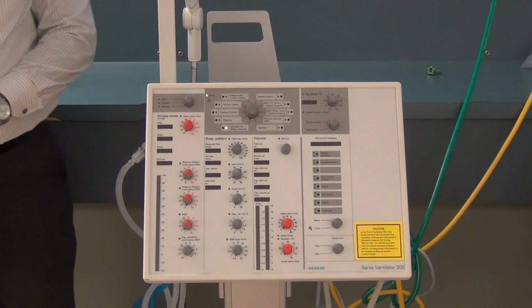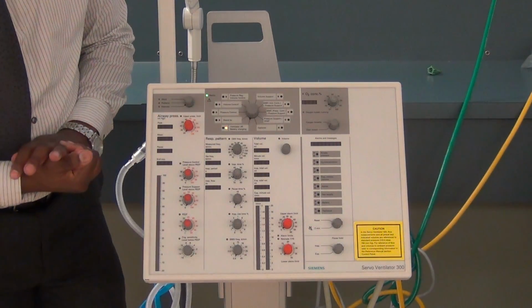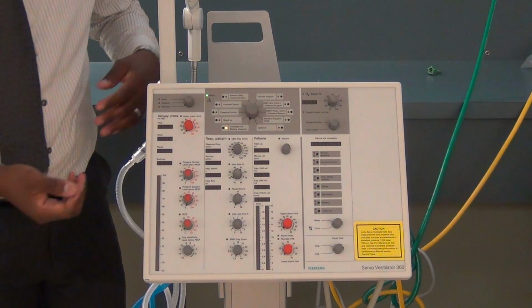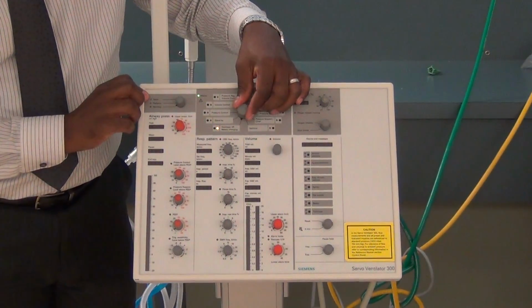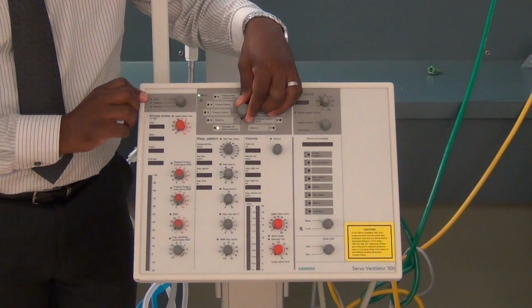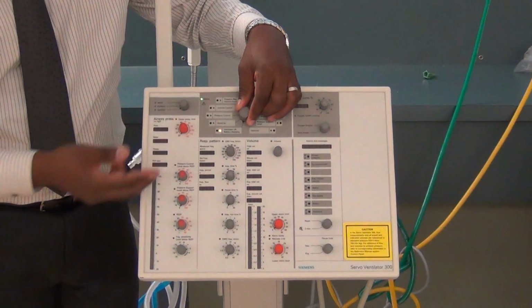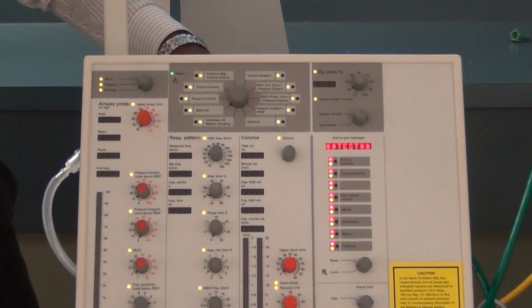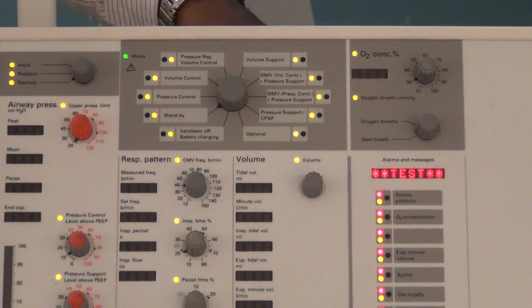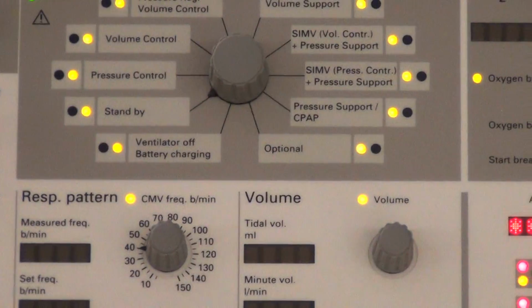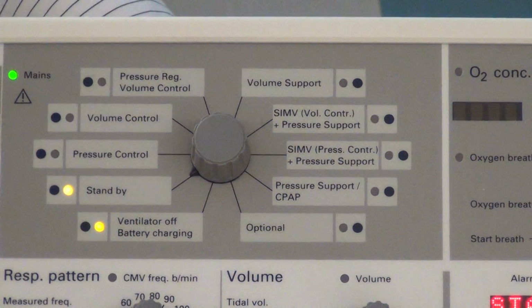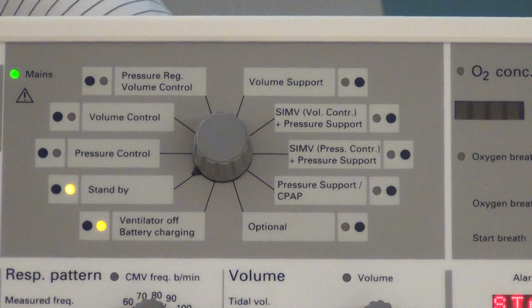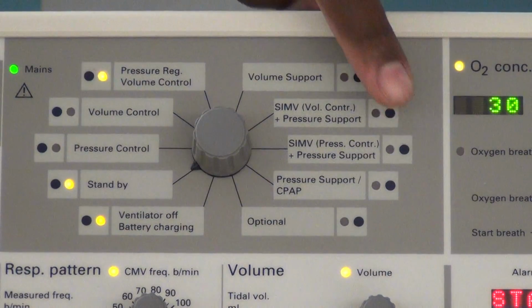Now for this one, ready? All right. In order to power this ventilator on, you can do it a couple ways. This is your on-off switch right here. Be careful when you use this, because right now it lights up. It's going to beep and make a little noise, but it's in standby. It is not active. So if you want to activate the ventilator, you have to put it in one of the modes up here.